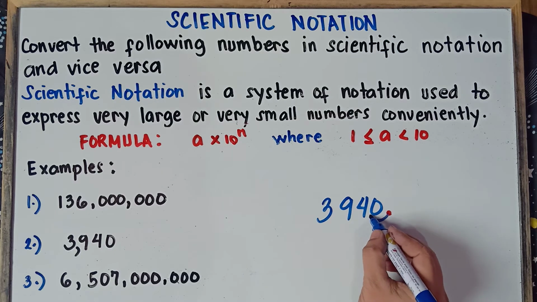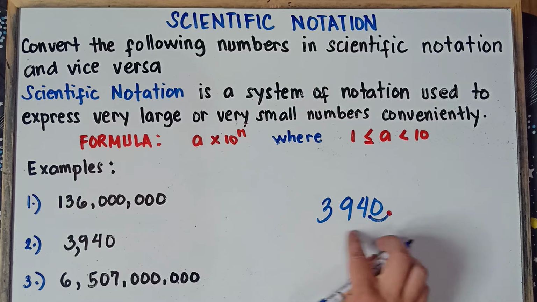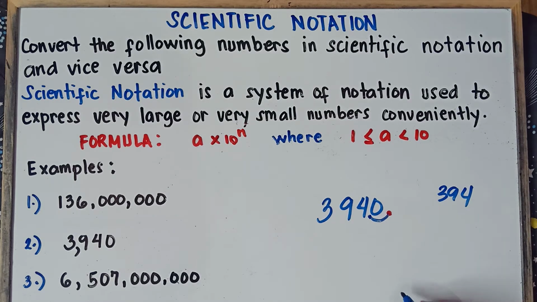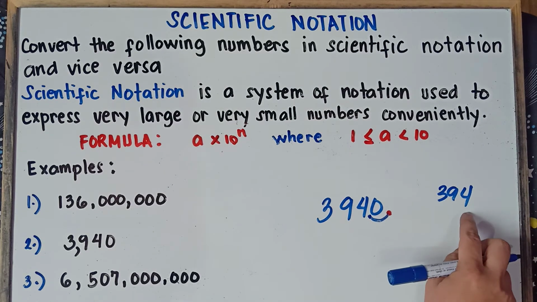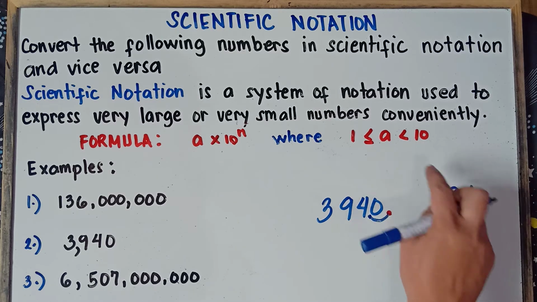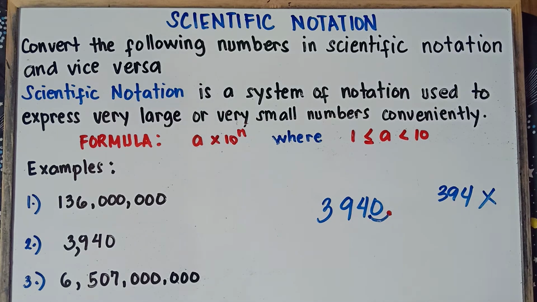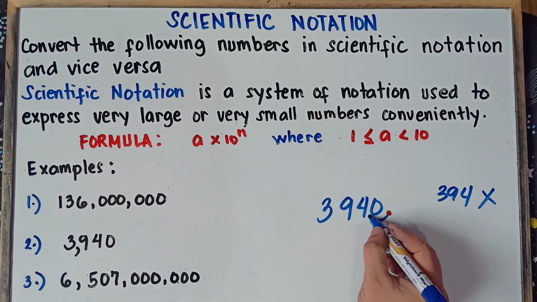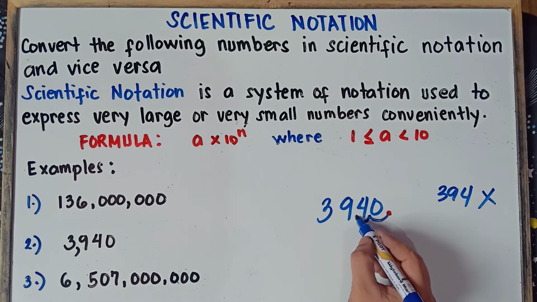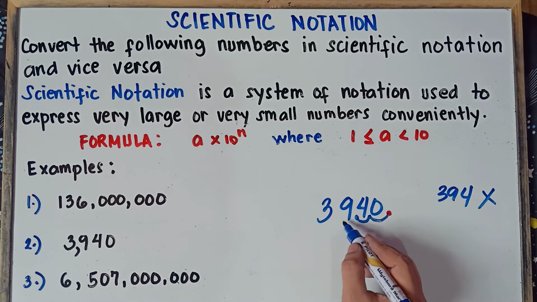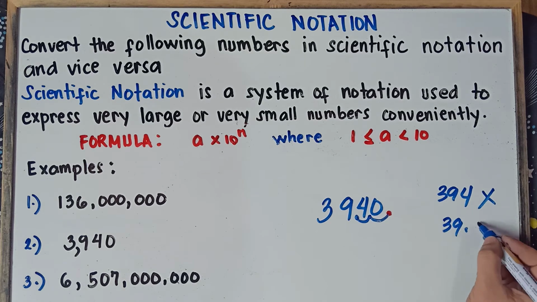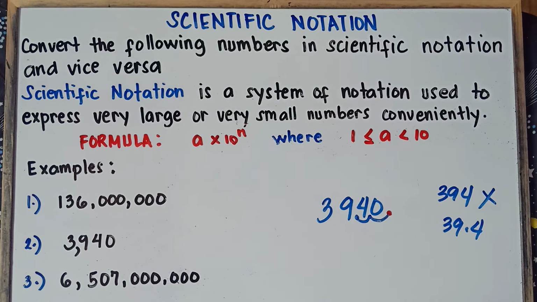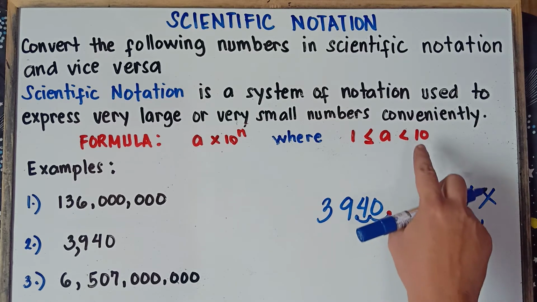So once, in between 4 and 0, the decimal point is here. Can we have 394 as the value of a? Nope, we cannot have this one with regards to the value of a. This is not less than 10. So therefore, we need to move the decimal point again, right to left once. So the decimal point will be here, in between 9 and 4, and we will have 39.4. Can we have that one with regards to the value of a? Nope. 39.4 is not less than 10.